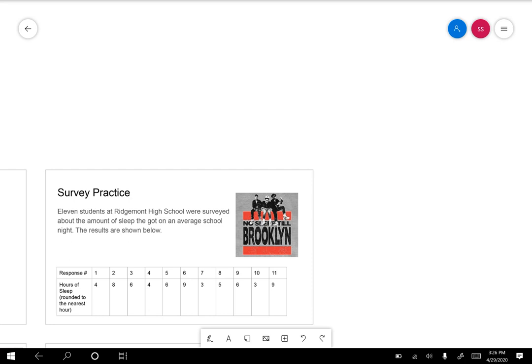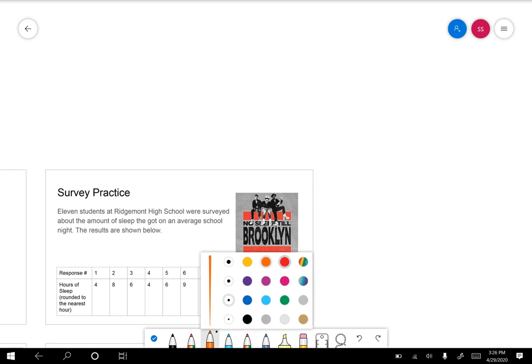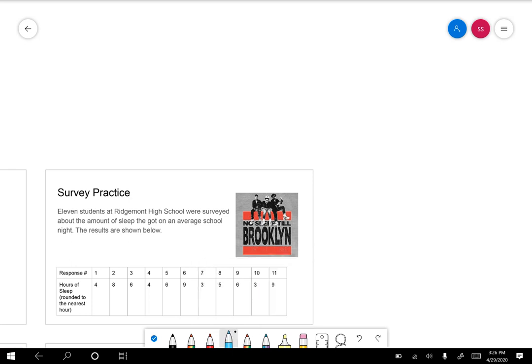Okay, so here's the scenario. 11 students at Ridgemont High School were surveyed about the amount of sleep they got on the average school night. So like Sunday through Thursday, how many hours do you usually sleep a night? The results are shown below. Here we have a table of our data.